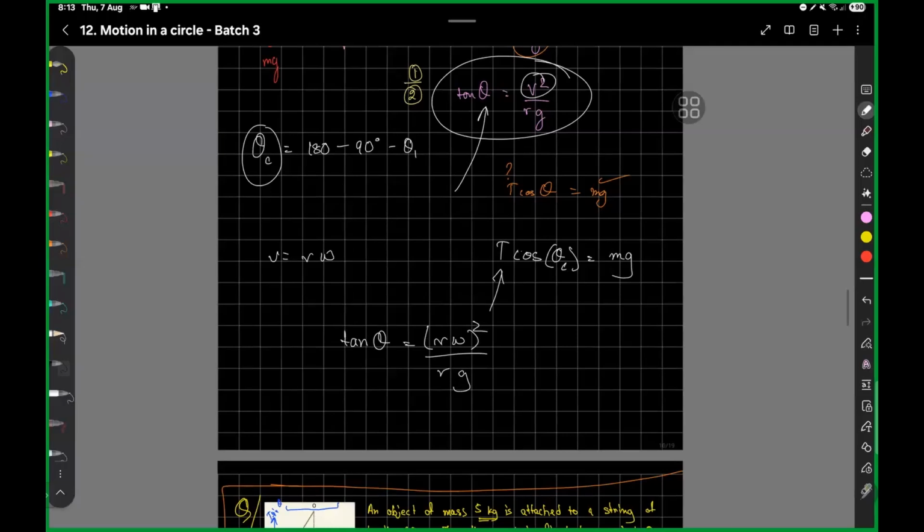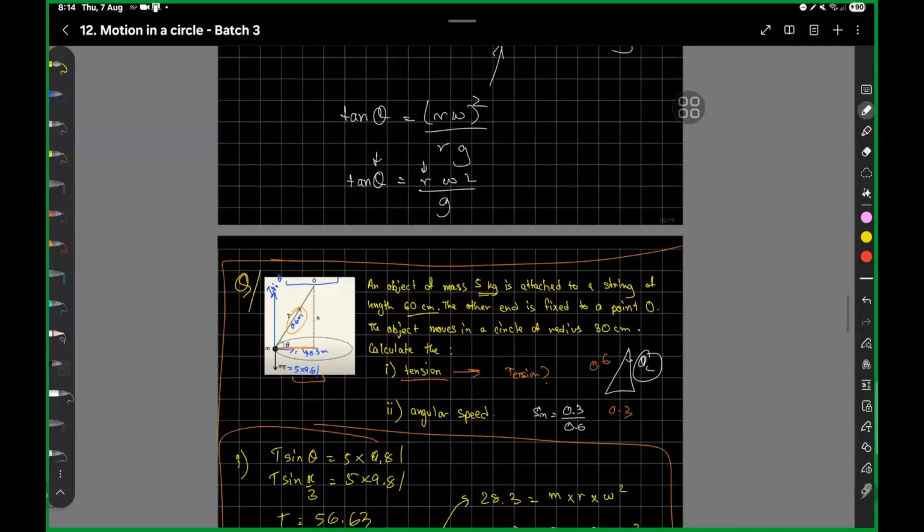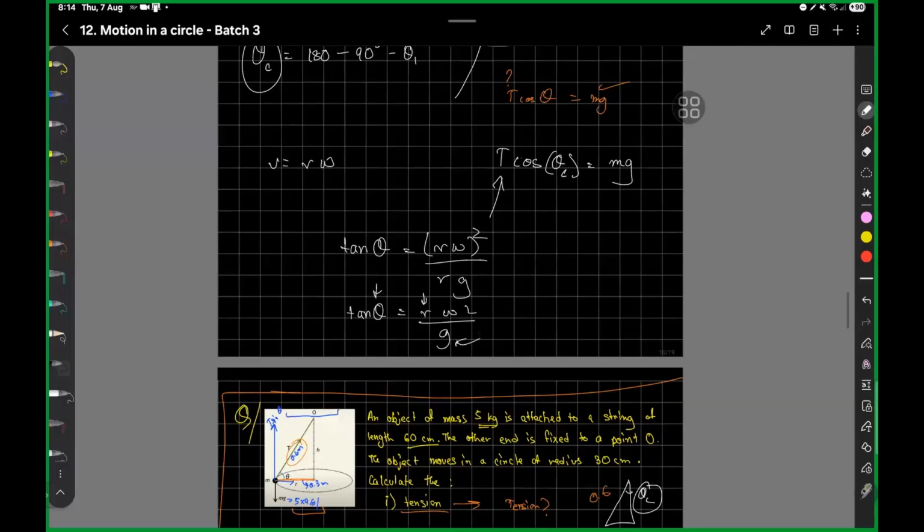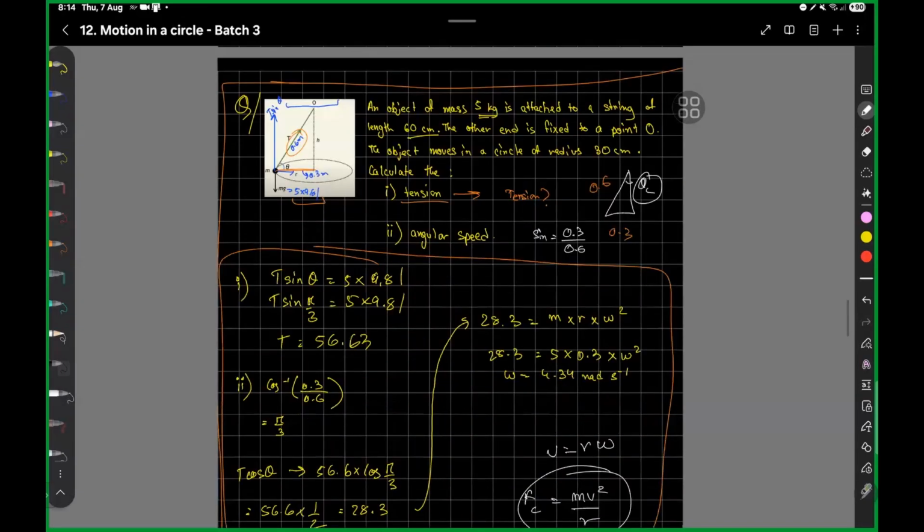Can I further simplify this? Yeah, sure. Divide by r: tan theta is equal to omega squared r by g. Now, do we have everything we want? Yeah. Theta we know. Radius of the circle I know, which is 0.3. Gravity I know. And angular speed is exactly what I want to figure out, right? So you can now just substitute all the relevant data given in the question, make omega the subject, and you get your final answer, which is going to be 4.34.